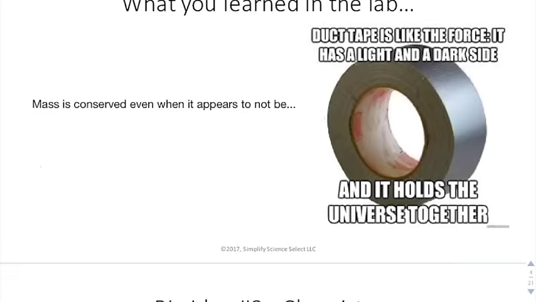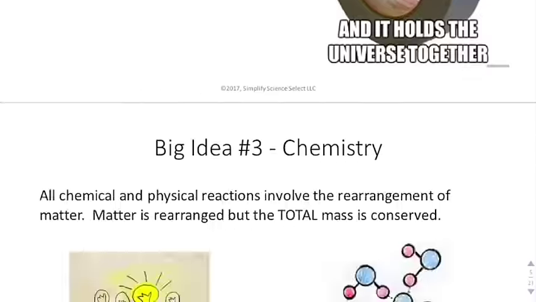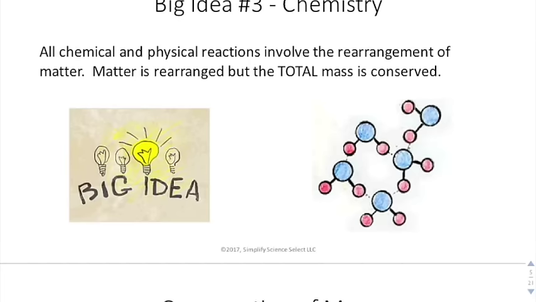Okay, so what you learn in the lab is that mass is conserved even when it appears to not be. There are certain circumstances where it looks like mass is not conserved, but regardless, mass is conserved. So all chemical and physical reactions involve the rearrangement of atoms. Matter is rearranged, but the total mass is conserved. Just like we had total charge being conserved, total mass has to be conserved as well.